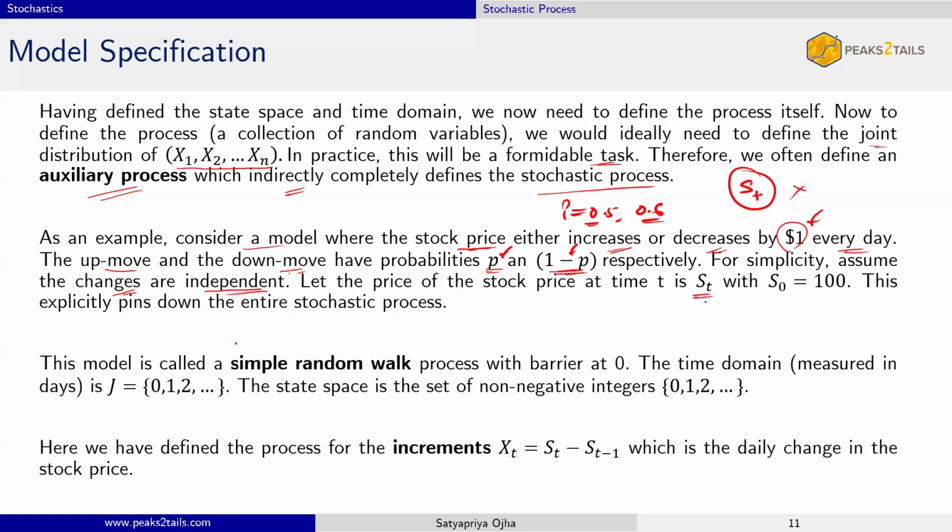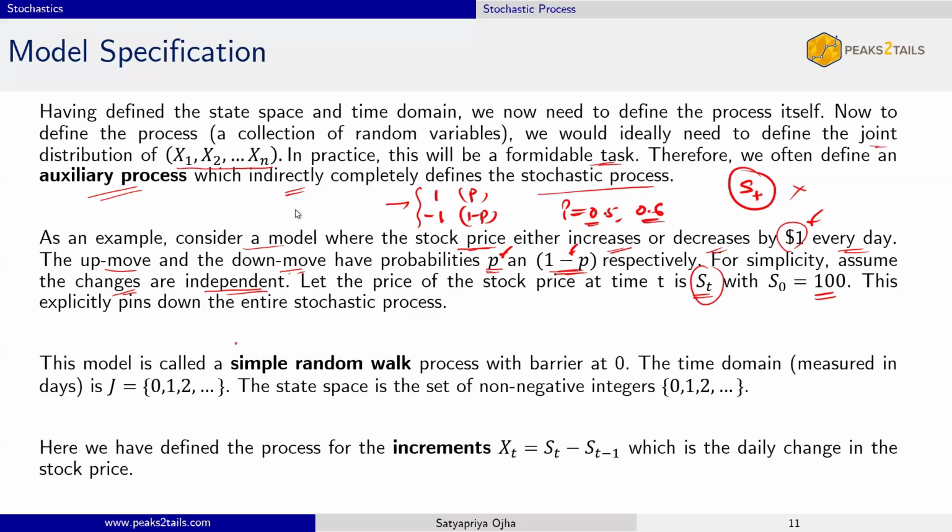So let the price of the stock be S_T. That's the stochastic process, my target stochastic process, which I want to model. The initial value of the stock price is $100. If you define a process for the change in stock price, which is what we have done right now, we have specified the values. The values are plus 1 or minus 1 with probability P and probability 1 minus P, right? This is a model for the change in stock price. That indirectly specifies the entire distribution of the stock price process. Make sense? Okay. So that's the idea.